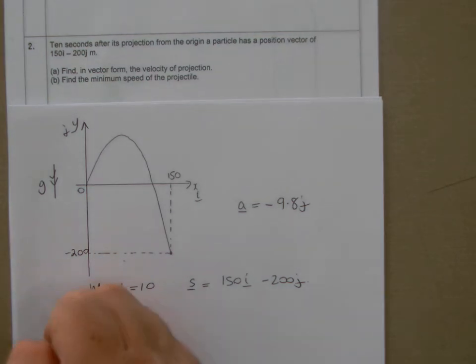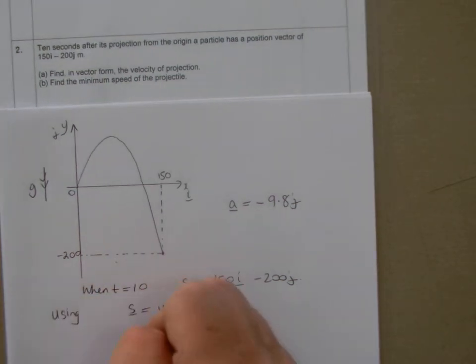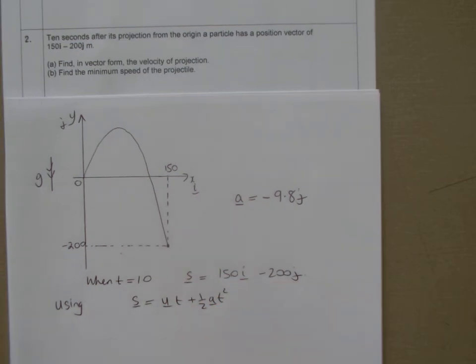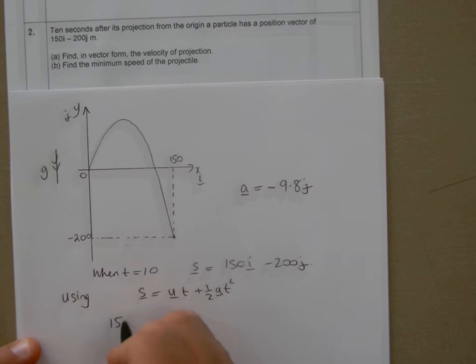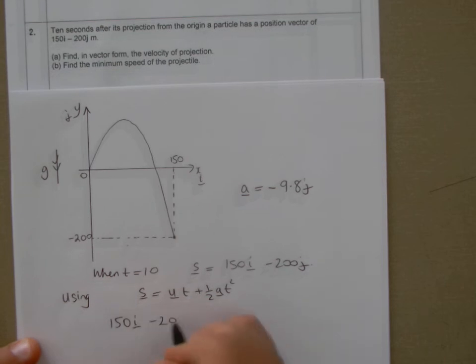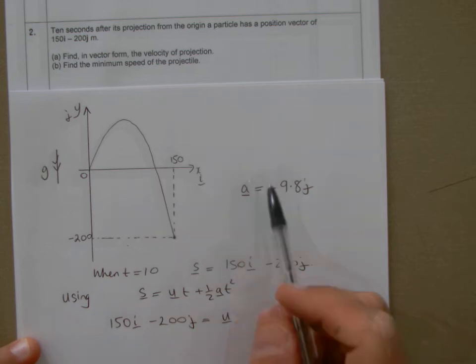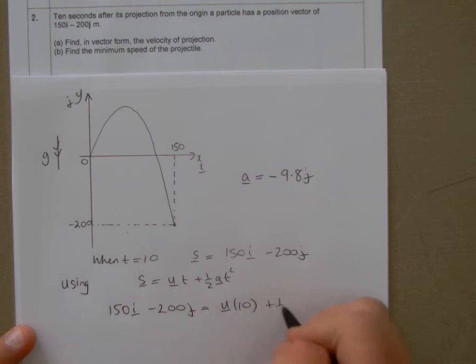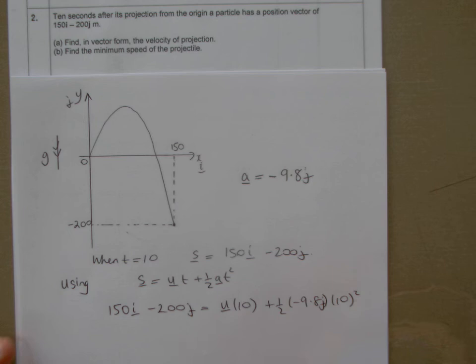So if I use s equals ut plus half at squared, as we always do with projectiles, I can sub in what I know, and I can work out then what the initial velocity is, the velocity of projection, which is u. So t is 10, minus 9.8 for acceleration, and subbing in 10 for the time. Don't forget to put your j there for your vector to show the direction it's going in.